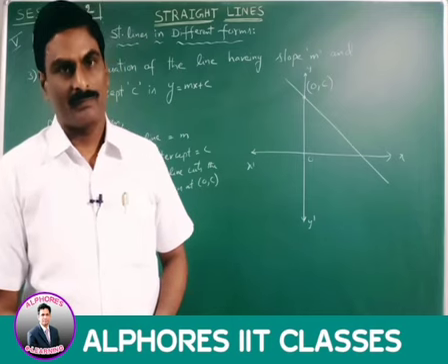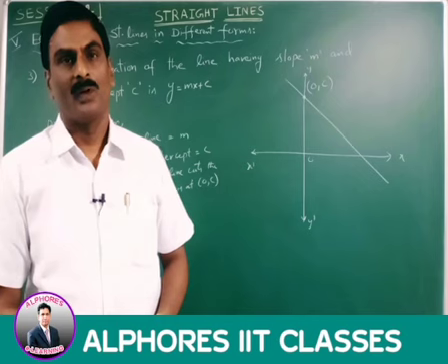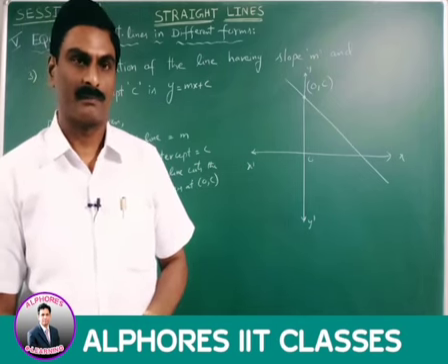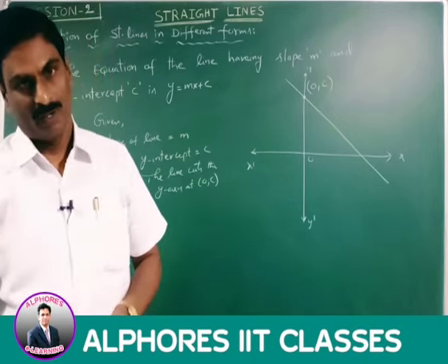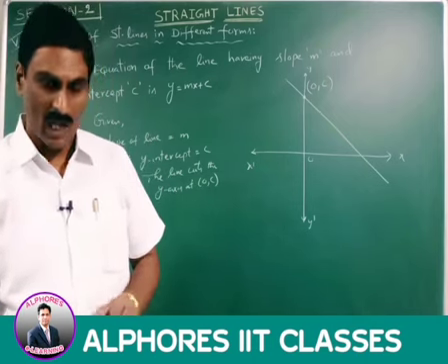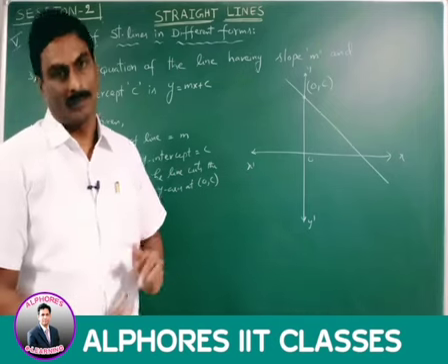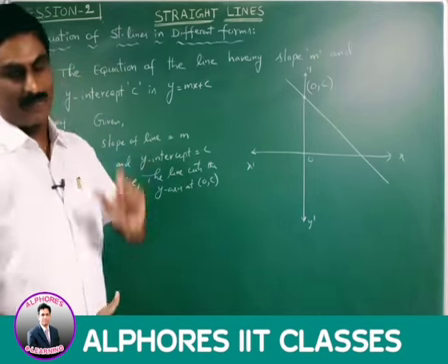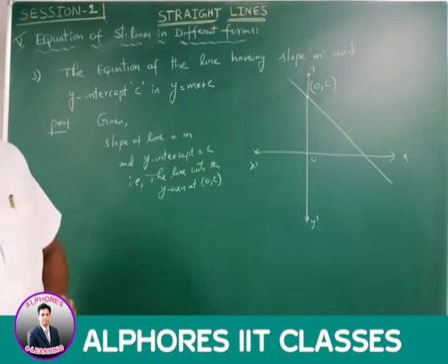Dear students, we have already completed two different forms of equation of straight lines. They are slope point form and two points form. Now I am coming to the third form, that is slope intercept form.